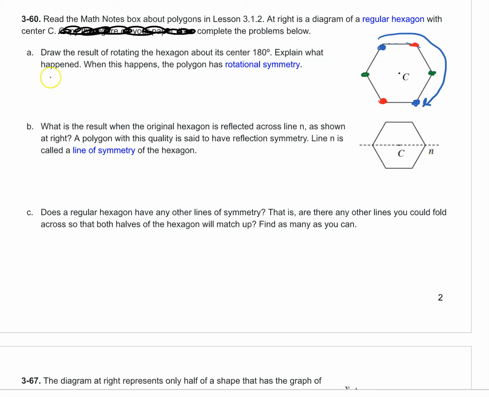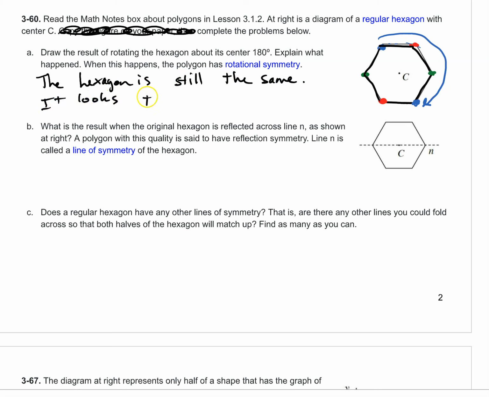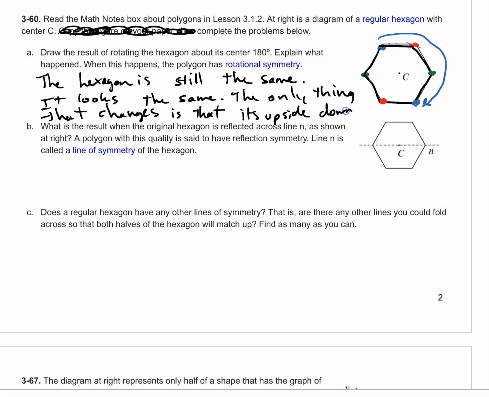Explain what happens. So if you connect them, it's still the same hexagon. The hexagon is still the same. It looks the same. And the only thing that changes is that it's upside down. Right? It's upside down. But you can't even tell. You can't even tell by looking at it.